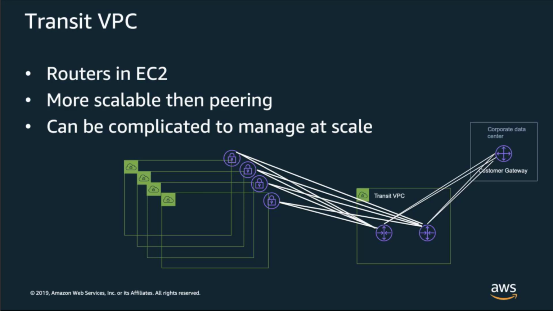There's also some practical limits of running a router in an EC2 instance. So there's bandwidth limits, there's packets per second limits, and just the practicalities of whatever you get with running an EC2 instance. And it can start to fall apart at some point.